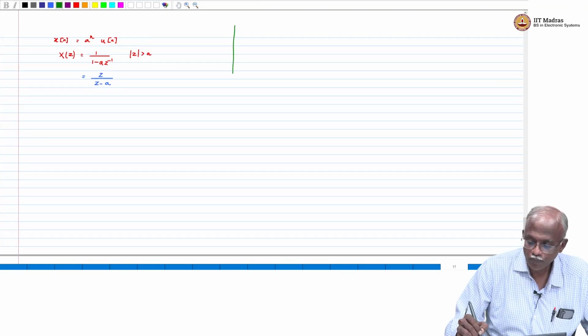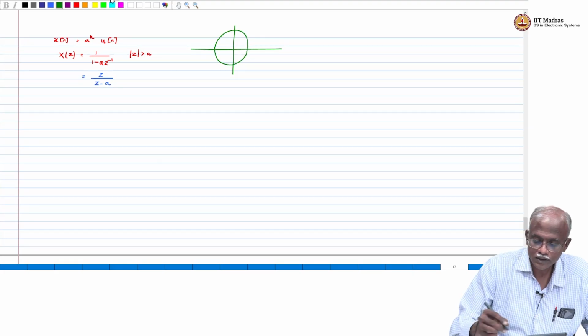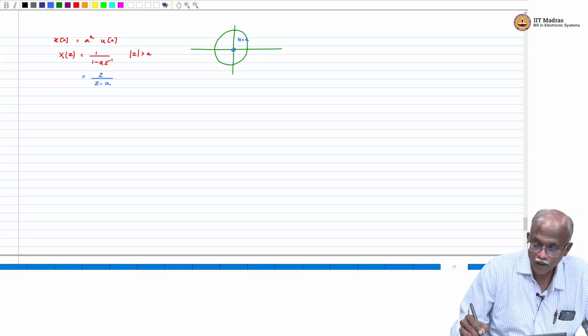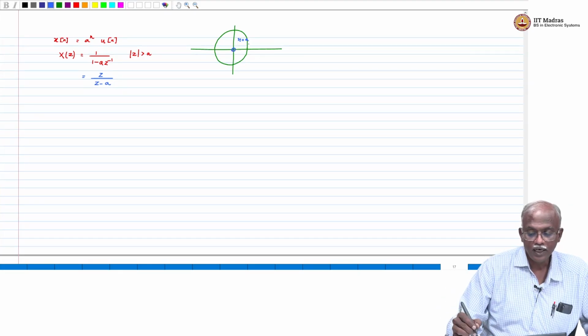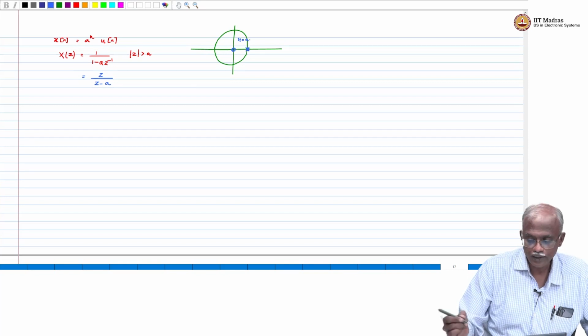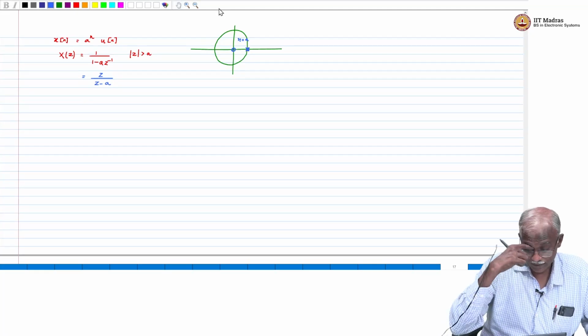Do the pole 0 plot. This is the circle with radius r equal to a. There is, remember, a 0 at the origin. A 0 is marked with a circle, and there is a pole at z equal to a. Assume that a is real valued. Okay. So, that is the circle that passes through this.